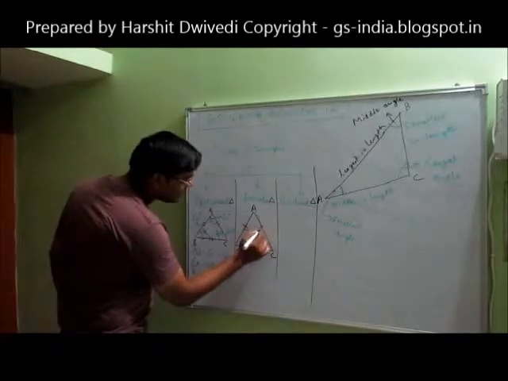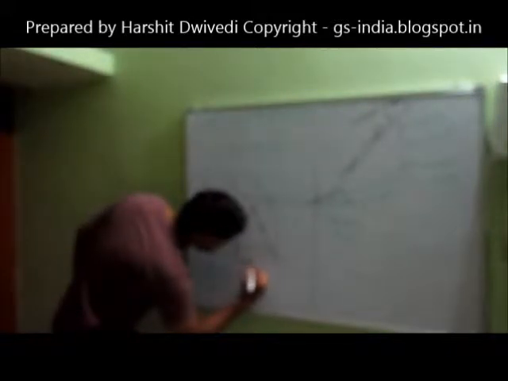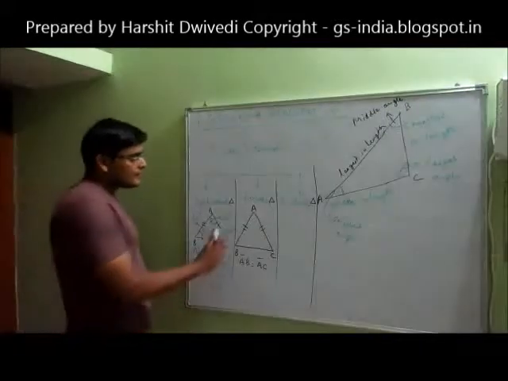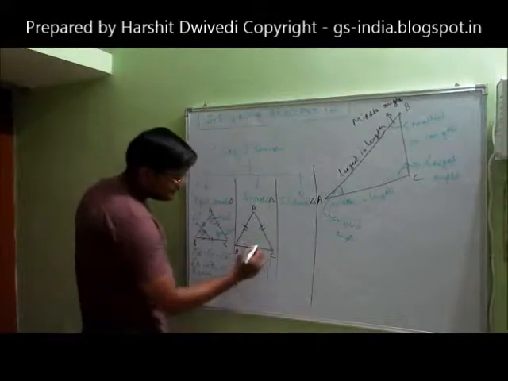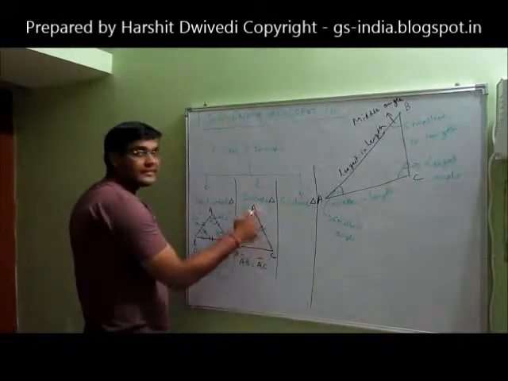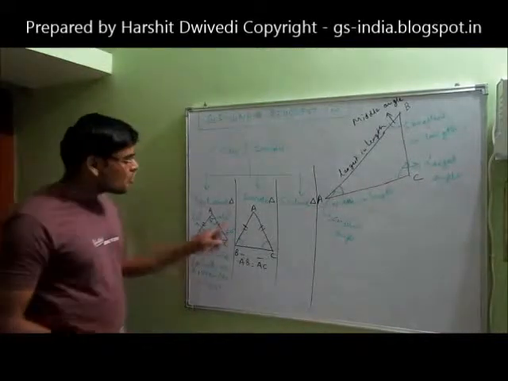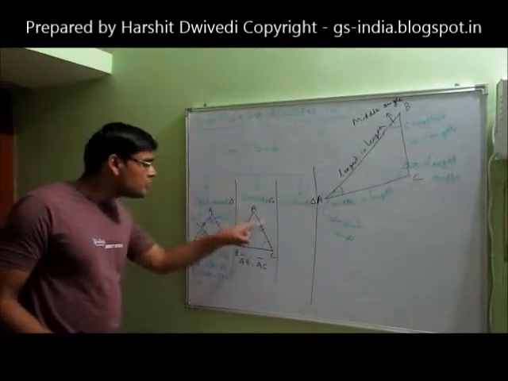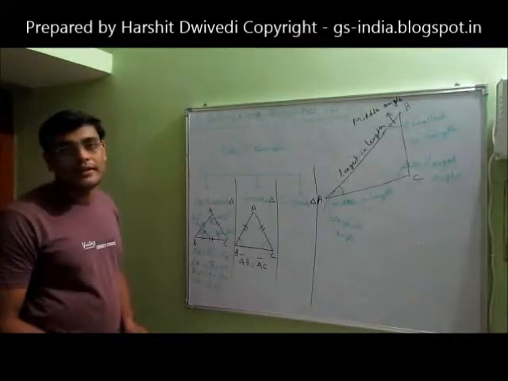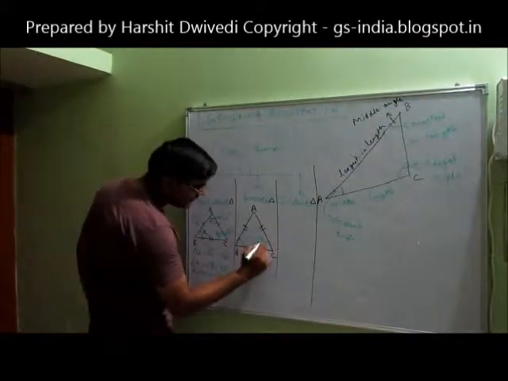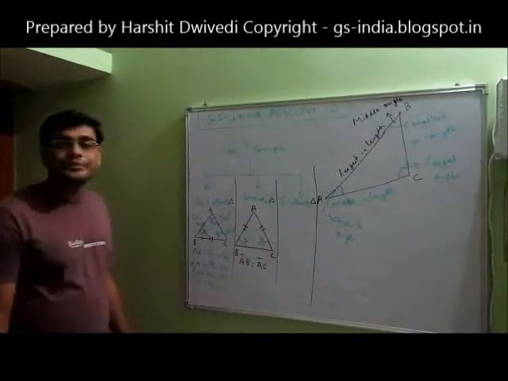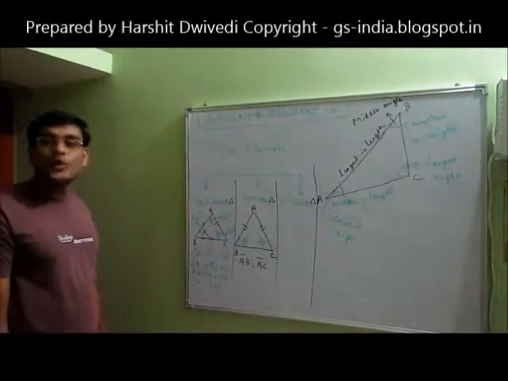So side AB and side AC are equal to each other. That means the length of side AB and the length of side AC are equal to each other. So if the lengths of these two respective sides are equal to each other, then what is the angle opposite to this line segment AB? It is C. What is the angle opposite to this line segment AC? It is B. So if these two lines are equal, then the angles opposite to these two respective lines will also be equal. That means if this angle C is Y, then this angle B will also be Y. This is what this proving means.